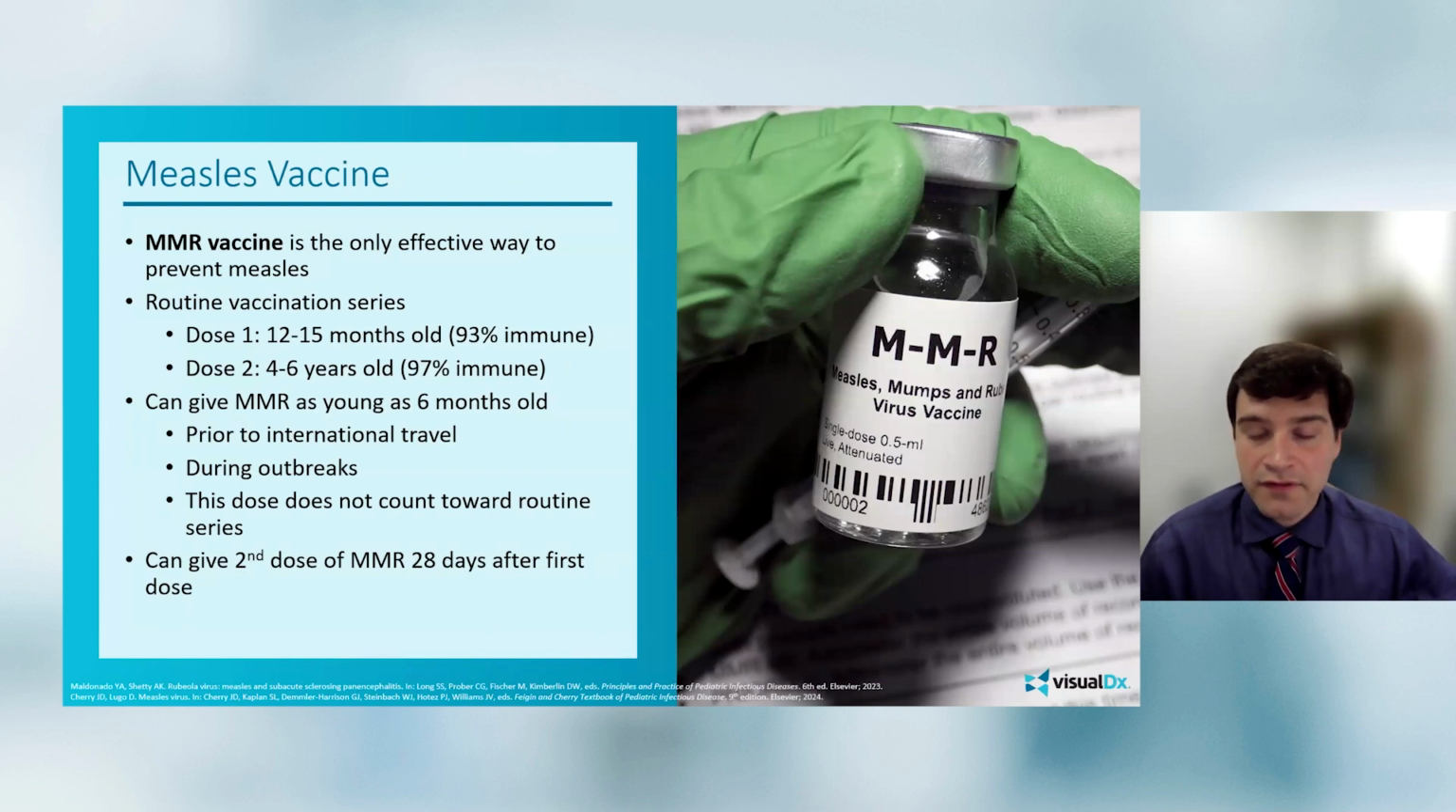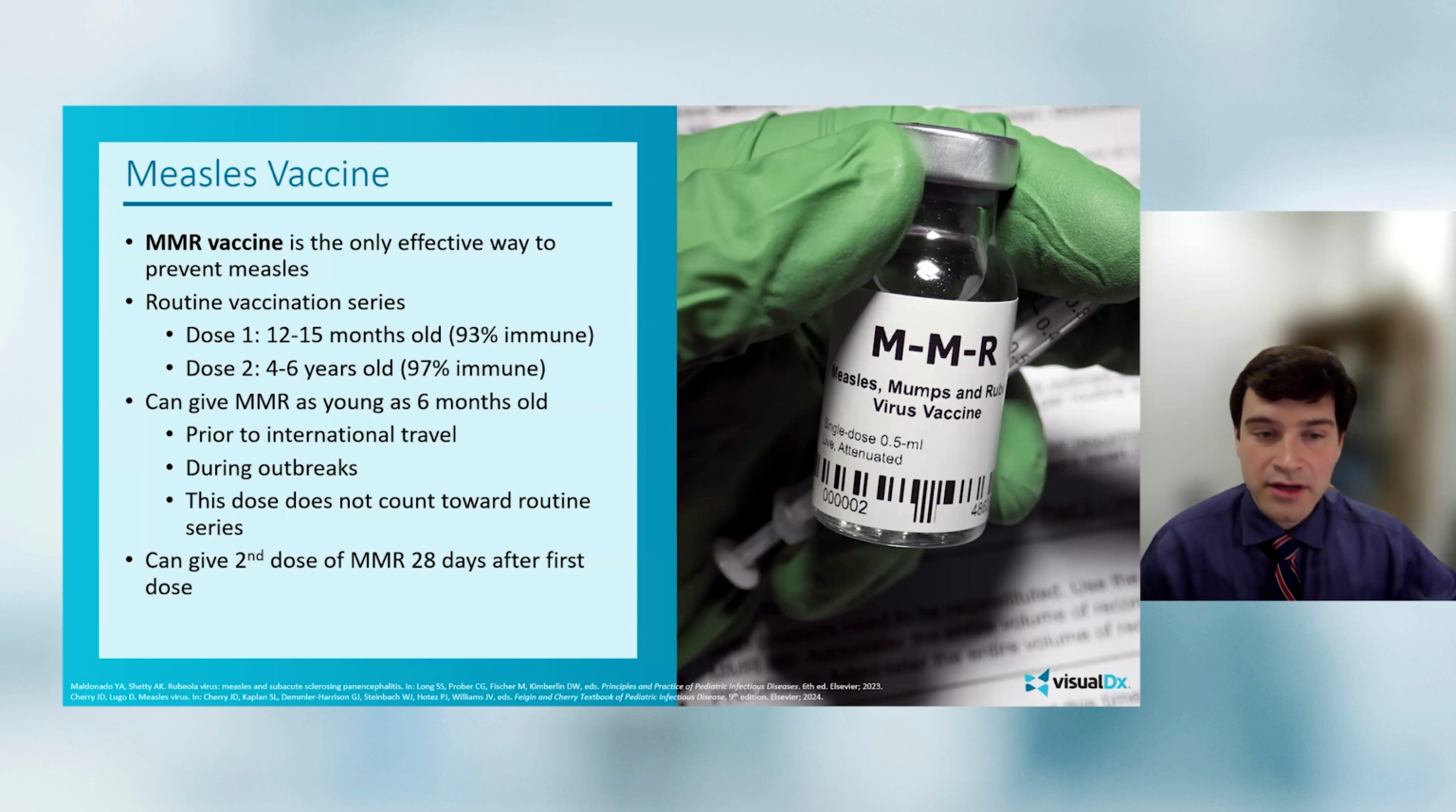MMR vaccine is the only effective way to prevent measles. The routine vaccination series, as recommended, is to give dose 1 between 12 and 15 months old, and dose 2 between 4 and 6 years old. About 93% of people will get permanent lifelong immunity from the first dose of vaccine. The second dose of vaccine is not a booster. It is intended to capture some of that population that did not respond to the first dose. And if you immunize the whole population with 2 doses, about 97 to 98% of the population ends up with permanent lifelong immunity to measles.